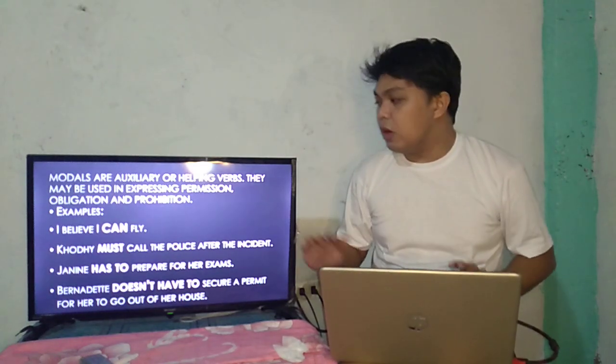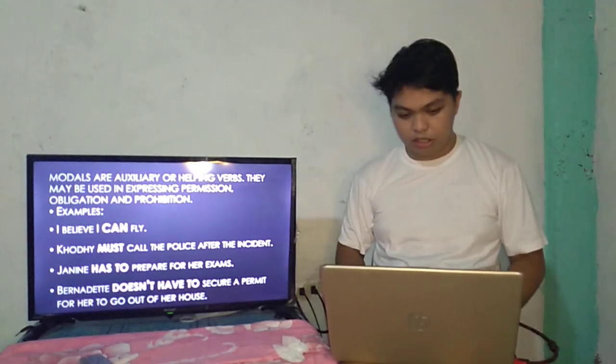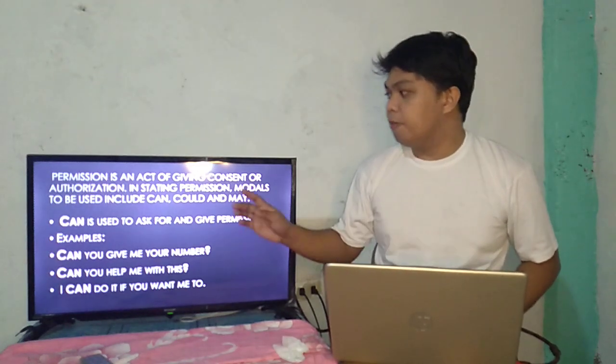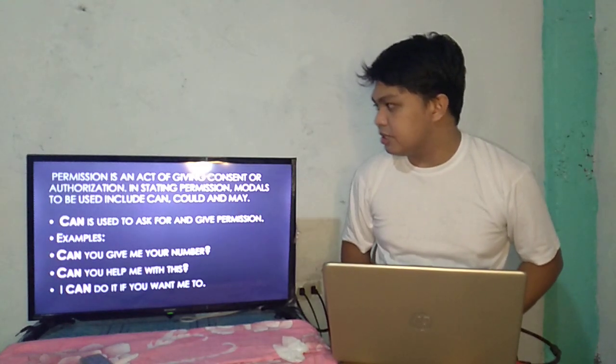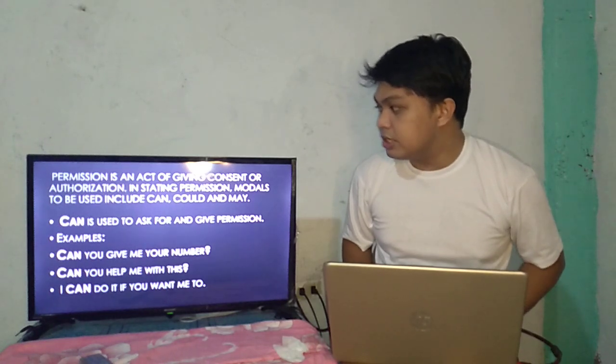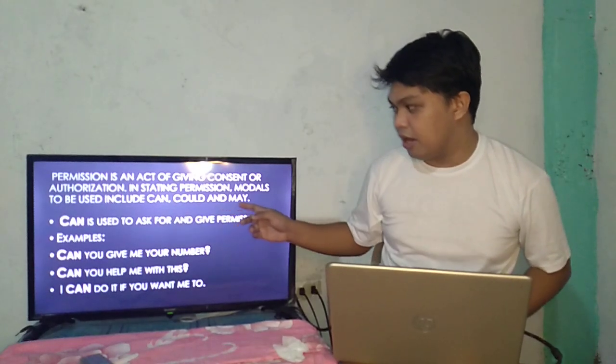So, tingnan natin kung alin dyan yung permission, obligation, and prohibition. So, let's start with the first one. So, the first one is permission. Permission is an act of giving consent or authorization. In stating permission, modals to be used include can, could, and may.